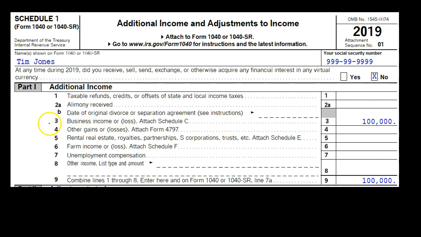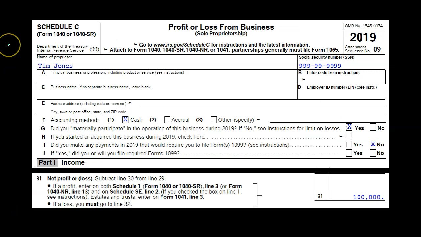Within the Schedule 1 in line 3, we have the business income or loss. We're going to attach the Schedule C. So the Schedule C then will be the supporting documentation that feeds into the bottom line of the Schedule C. In other words, for the most part, the net income of the Schedule C you can think of from the income statement on the Schedule C flowing into the Schedule 1, which then flows into the first page of the 1040. So here's going to be a Schedule C.